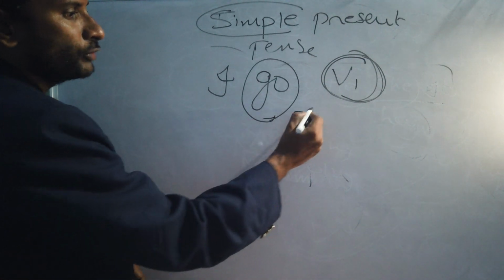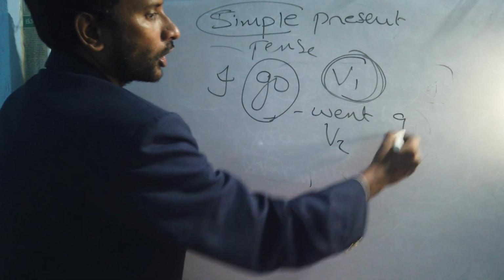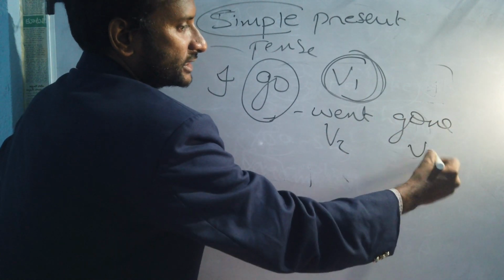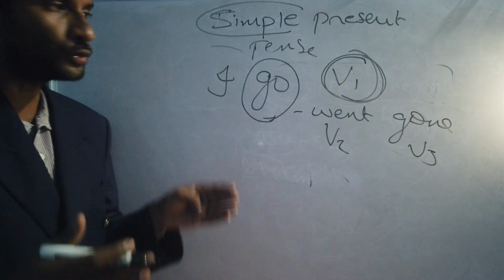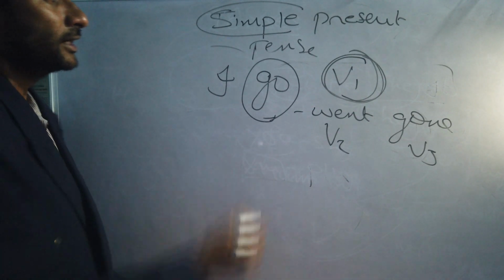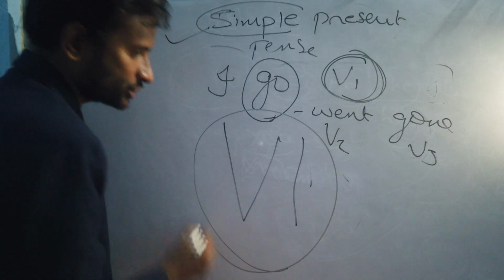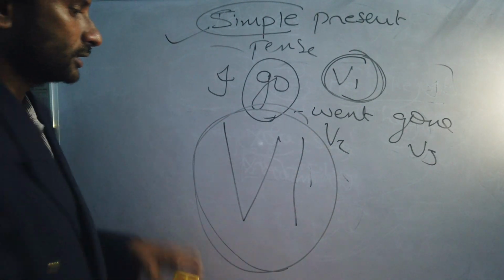V1 is go. V2 is went. V3 is gone. So V1, V2, V3. So we always take V1 in simple present tense. That's very crucial. Okay, very crucial.